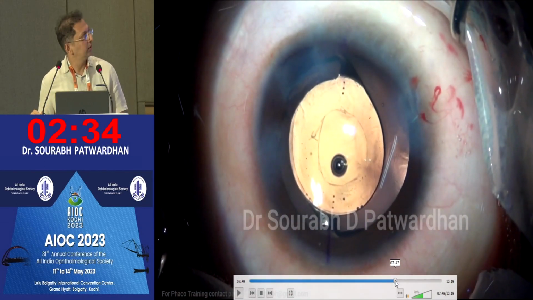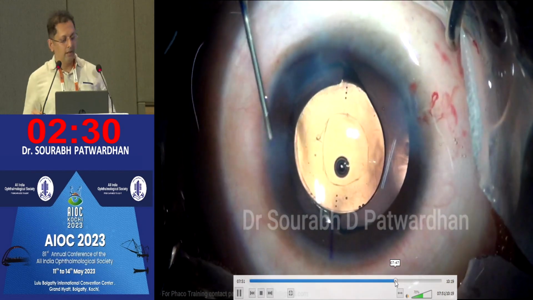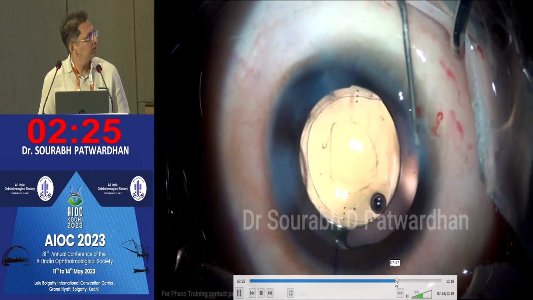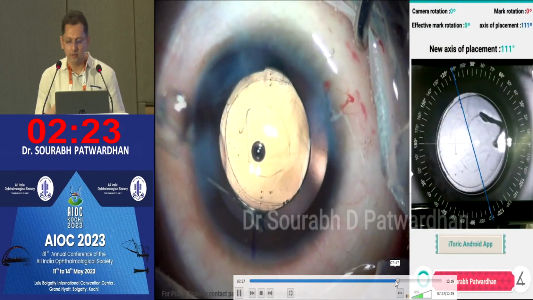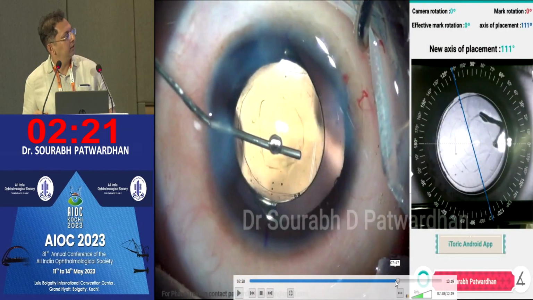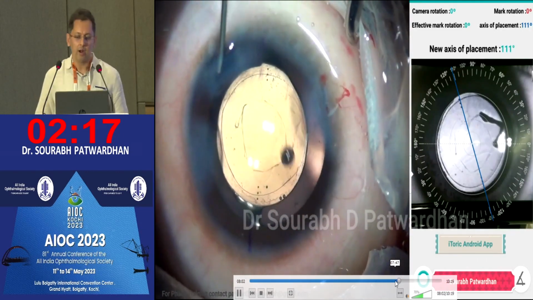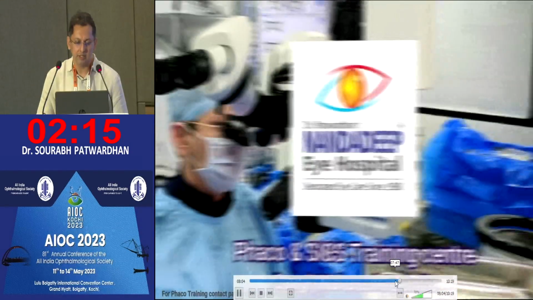This is how the IOL is placed. I have done the posterior capsulotomy also, and the patient did really well. I may have a post-op photograph also of this patient, where you can see the post-op autorefractometer retro illumination image. Axis is bang on, it's on the same axis where I had placed.